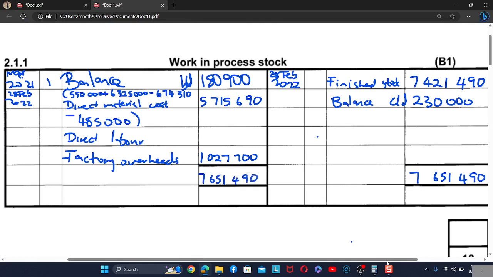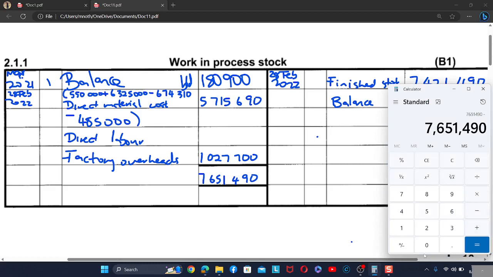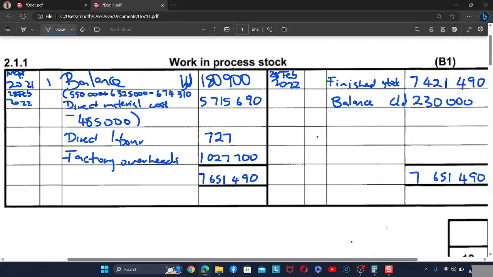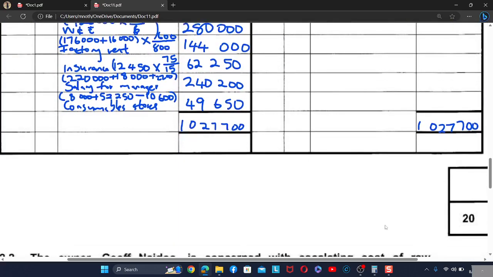Right, now we have to find this amount of the direct labor. So let's separate all these debit side. So minus 1,027,700 minus 5,715,690 minus 180,900. It is going to be 727,200. So this means that this is your direct labor. Then on 1 March 2022, the balance brought down is going to be 230,000 here. So that is your cost accounting, the ledger accounts. Thank you so much.